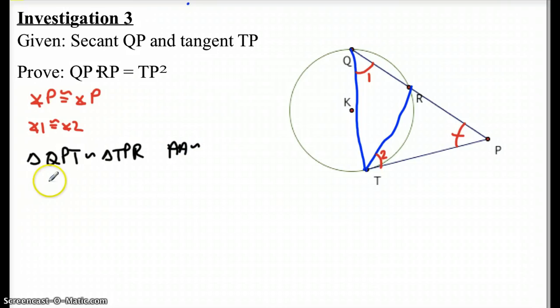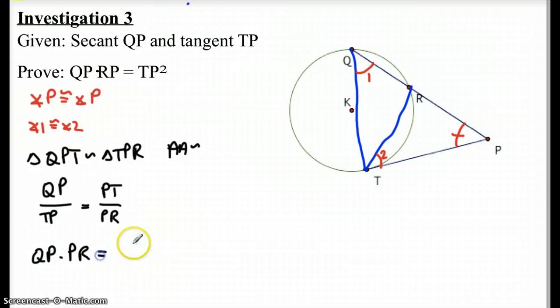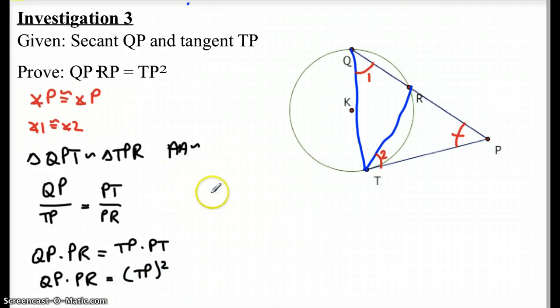And so using our idea that corresponding sides are proportional, it's true that QP over TP is equal to PT over PR. And now we're going to use our cross products. So QP multiplied by PR has to equal TP times PT. But remember, PT and TP are exactly the same thing. So another way you can write that is that QP times PR is exactly equal to the length of TP squared. If you relate that back, what we really have is the entire secant segment multiplied by its exterior piece has to equal the tangent segment squared.